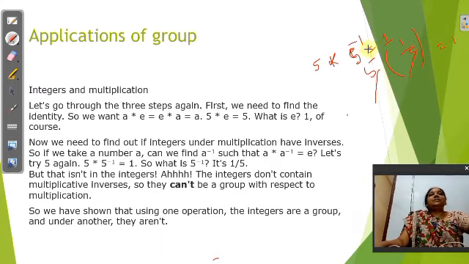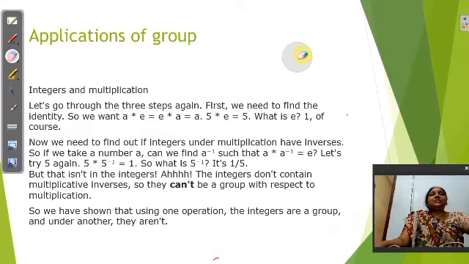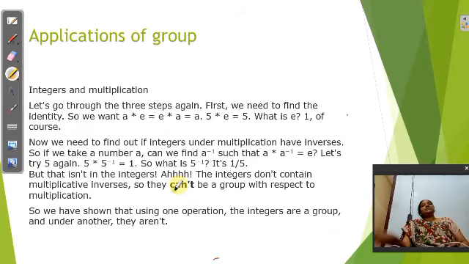But here 1 by 5 is in P by Q form. Does a P by Q form element belong to the set Z? No, it isn't in integers. 1 by 5 is not in the integer set. So we can say the integer set does not satisfy the inverse property with respect to multiplication.